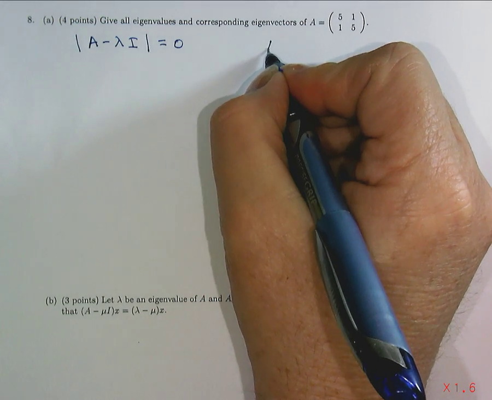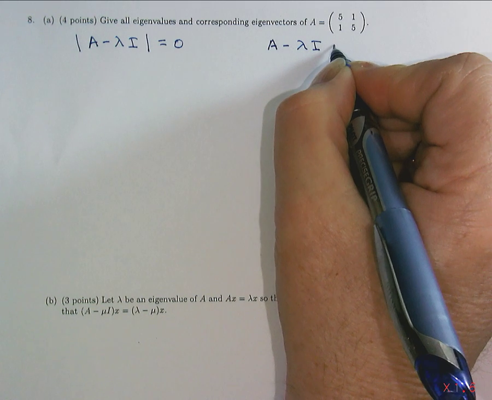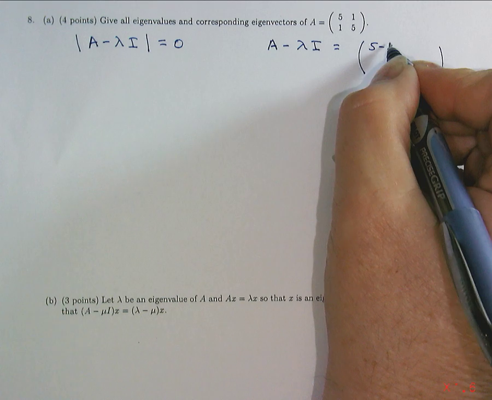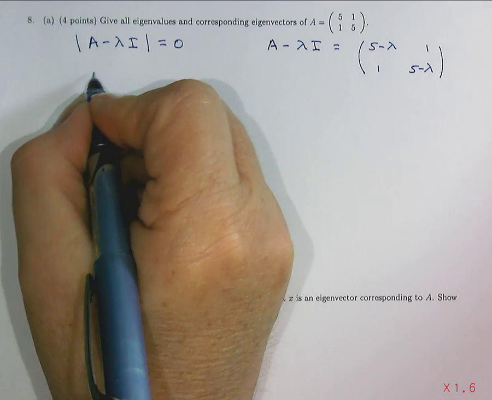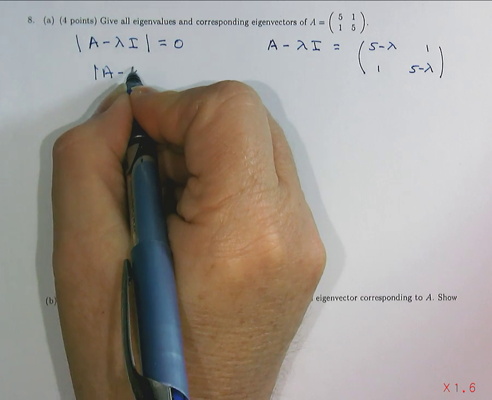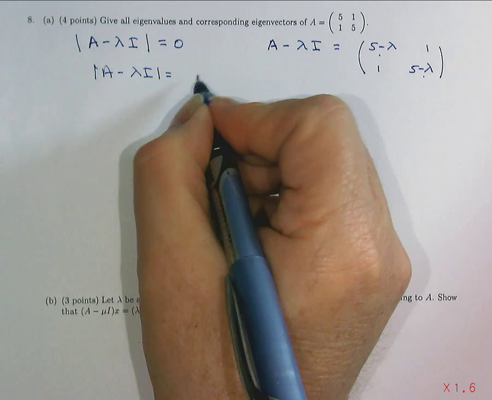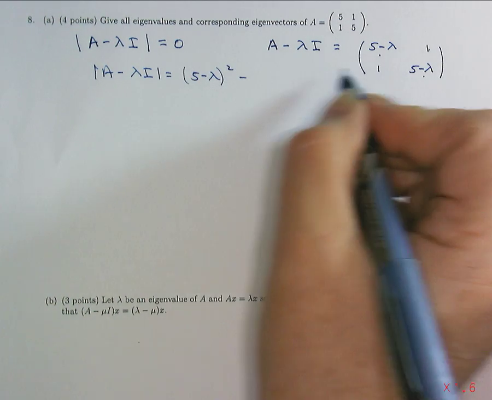A minus lambda times the identity matrix in this case is going to be the matrix with entries 5 minus lambda, 1, 1, 5 minus lambda. The determinant will be 5 minus lambda times 5 minus lambda, minus 1 times 1.